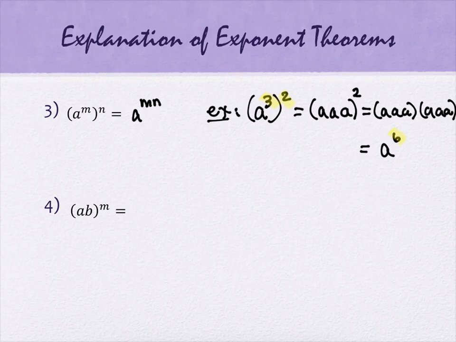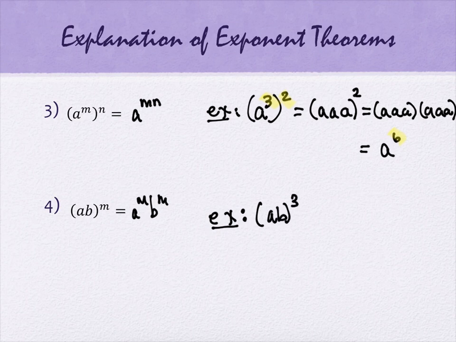And the last one is a to the m, b to the m. So ab cubed, so cubed means multiplying something by itself 3 times. So this is actually ab times ab times ab. Okay, that's what it means for it to be cubed in its truest sense.